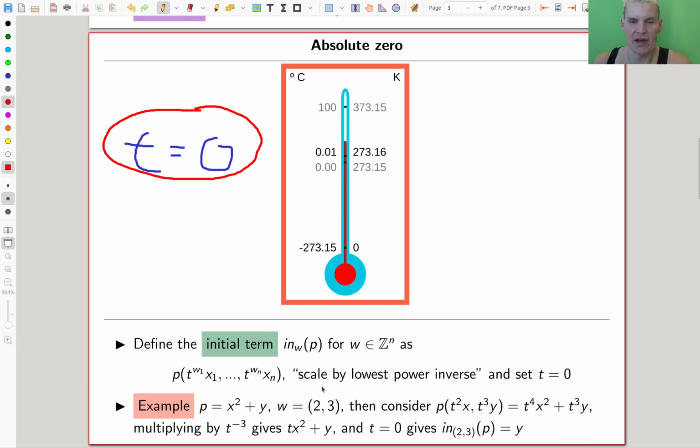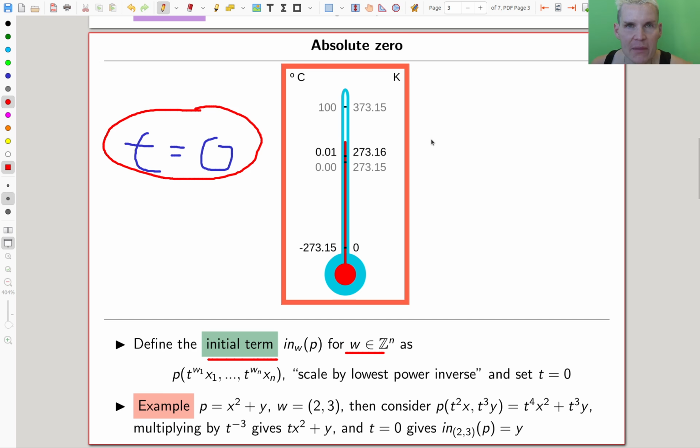So for every fixed w, I play this game of rescaling my polynomial, and then I essentially set t to 0 after dividing by the minimal power of t that I see. So this would be a temperature 0 limit of that polynomial at that w, and it's usually called the initial term at that w.